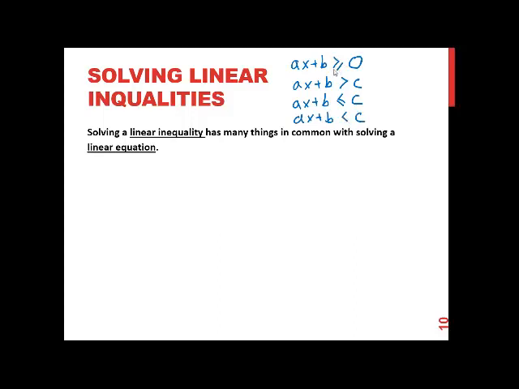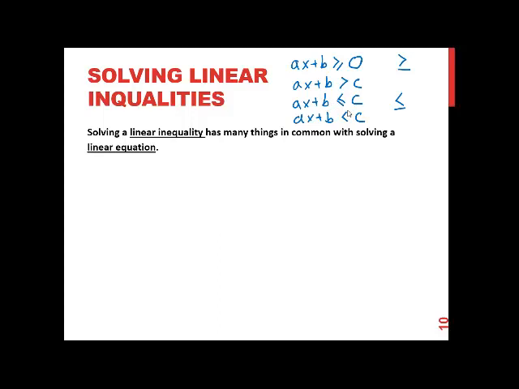I draw my less than or equals to a little weird. A lot of the times you'll see it written like this. That's just my little oddity. I like to draw them parallel.